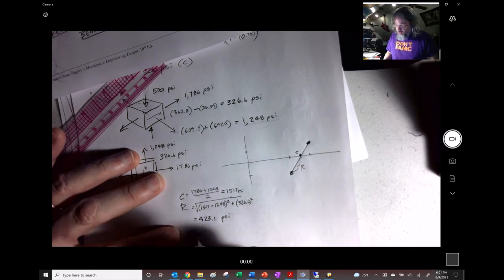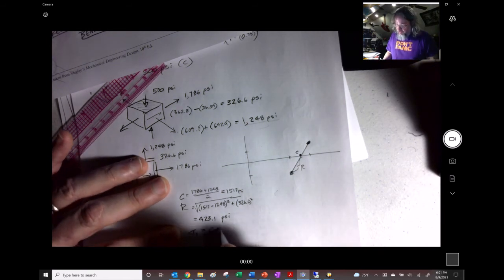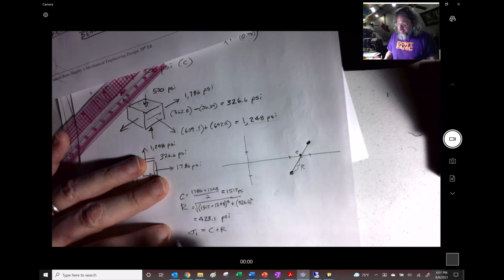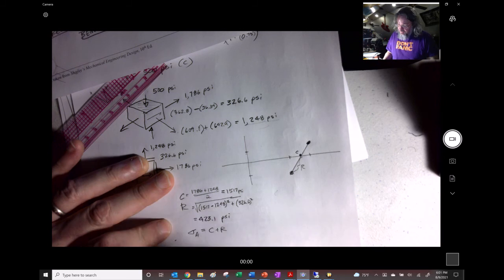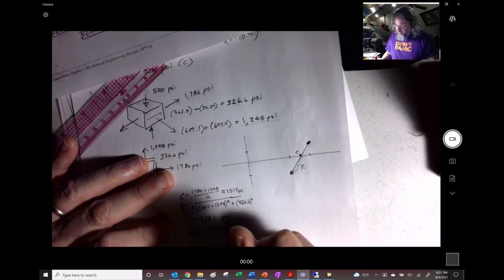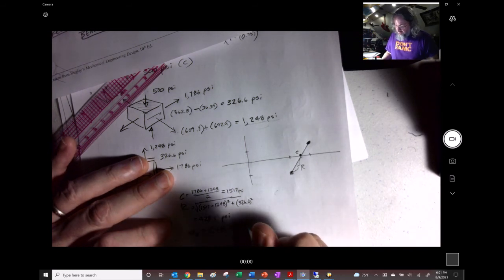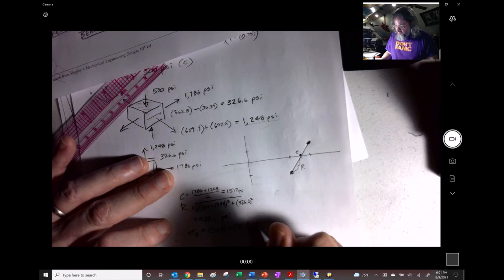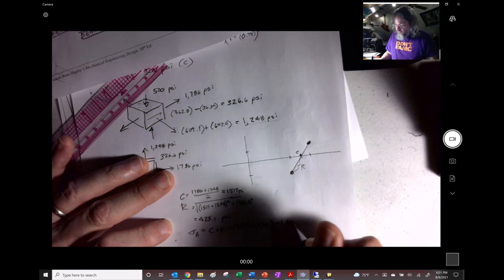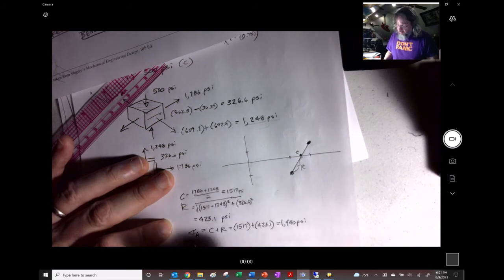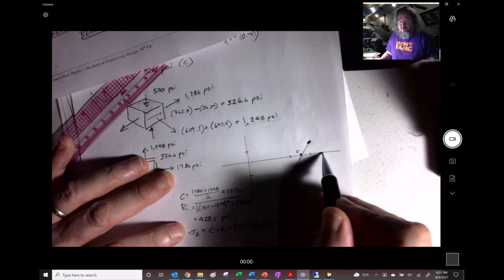So my sigma 1 is going to be C plus R. A lot of times I would say maybe sigma A is that, right? That's what I had said in the previous classes. So I had 1517 plus my 423.1, and that ends up coming to 1,940 psi. And that's going to be the one that's furthest over here, right?